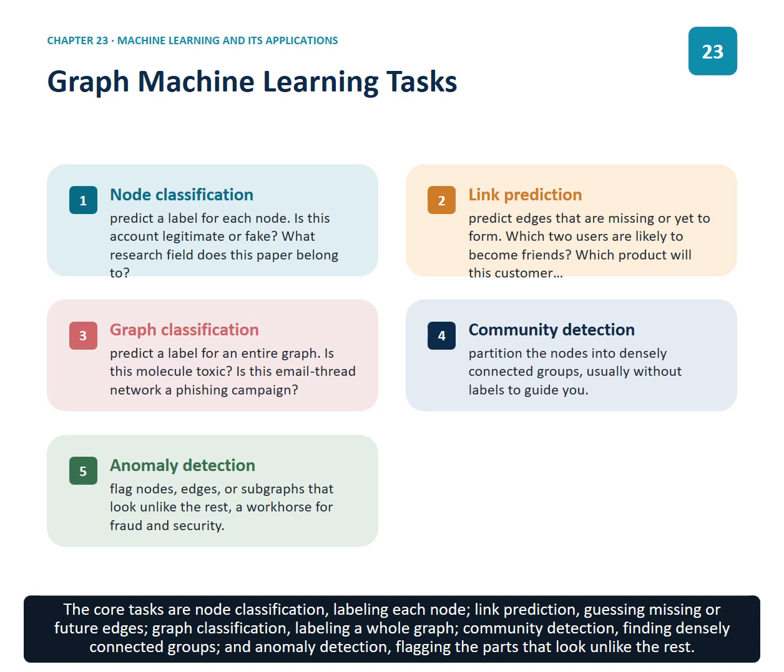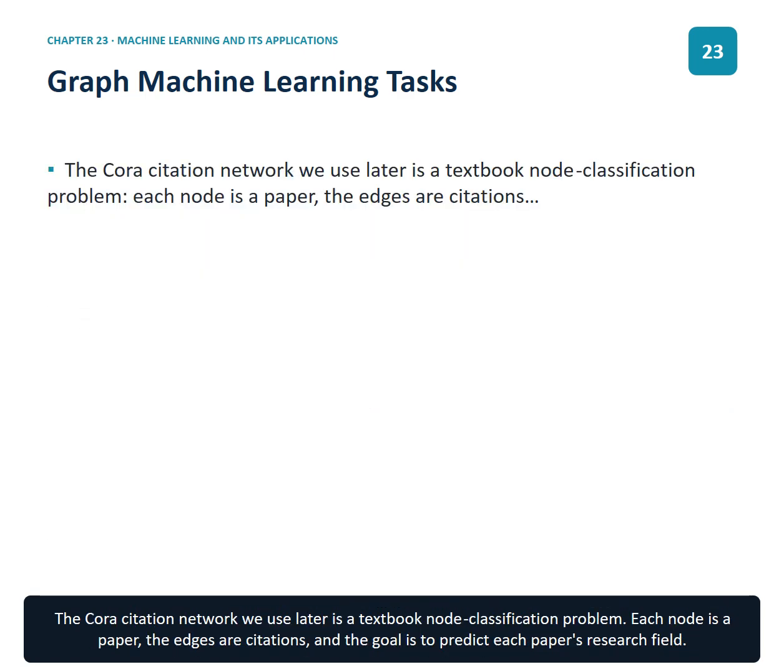The core tasks are node classification, labeling each node; link prediction, guessing missing or future edges; graph classification, labeling a whole graph; community detection, finding densely connected groups; and anomaly detection, flagging the parts that look unlike the rest. The Cora citation network we use later is a textbook node classification problem. Each node is a paper, the edges are citations, and the goal is to predict each paper's research field.